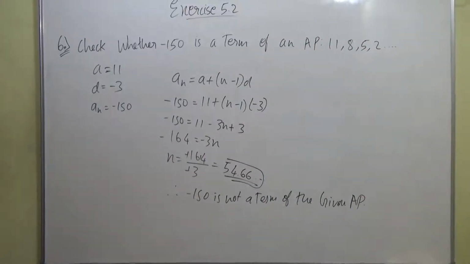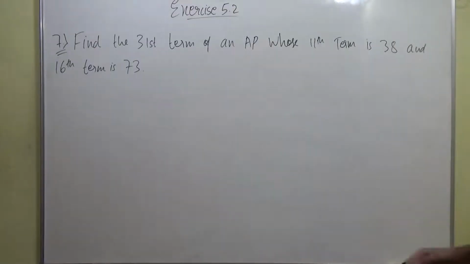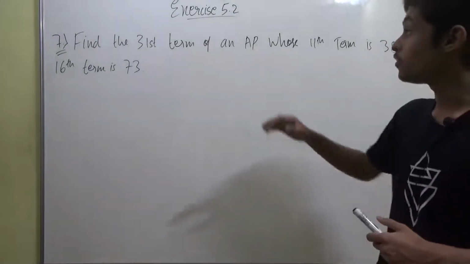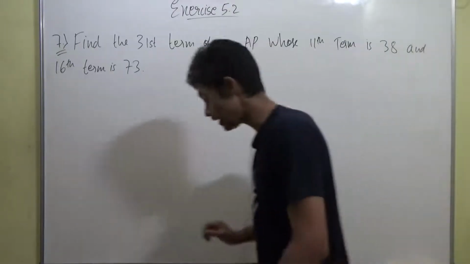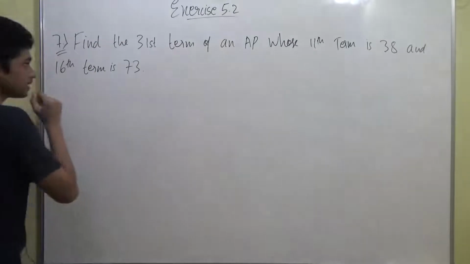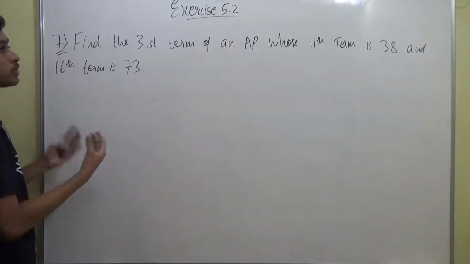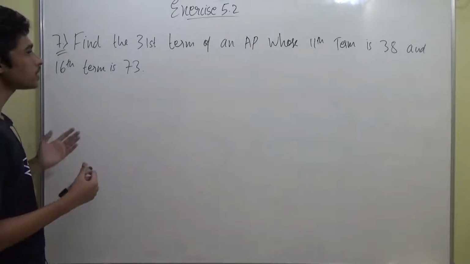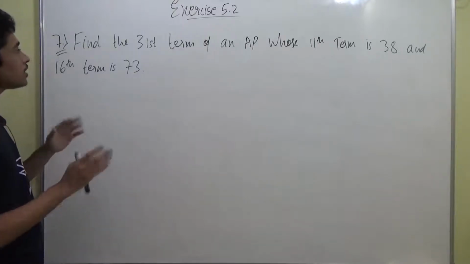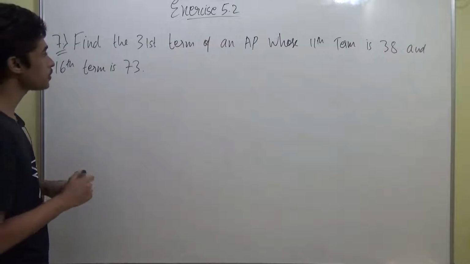Okay guys, now let's go to question number 7, which says: find the 31st term of an AP whose 11th term is 38 and 16th term is 73. Okay guys, so they have given us two conditions. With that we can make two equations. After that we can find the value of A and D. After that we will be able to find the 31st term, right?